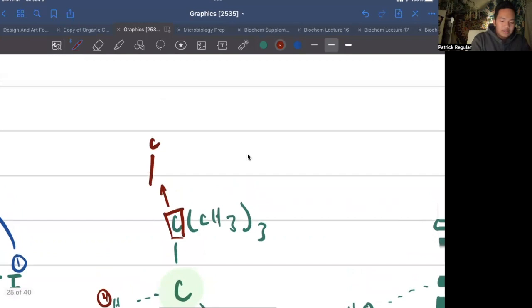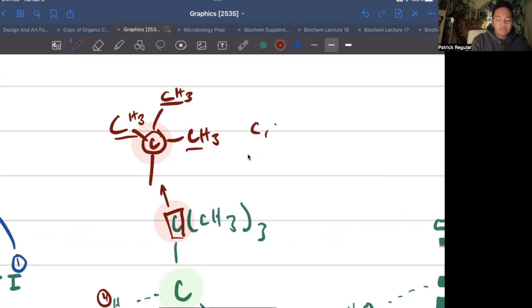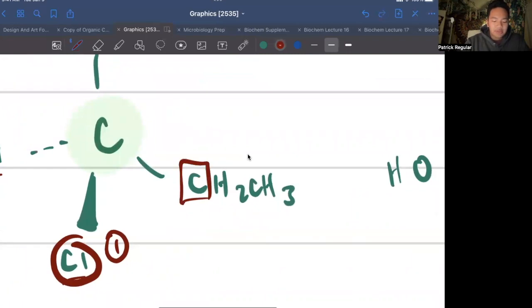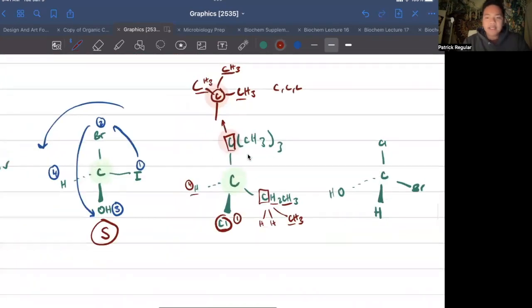This carbon is that carbon. I'm just trying to represent it. Carbon, carbon, carbon for those CH3s. So this carbon is connected to 3 carbons. This carbon is connected to 2 H's and this methyl group. So 3 carbons versus just 1 carbon. Which one is bigger? It's going to be this one, 2 and 3.